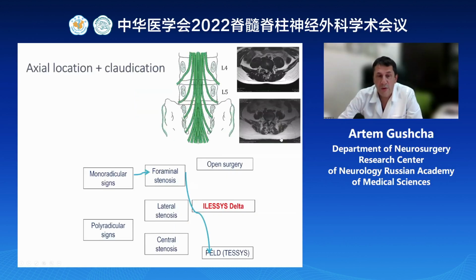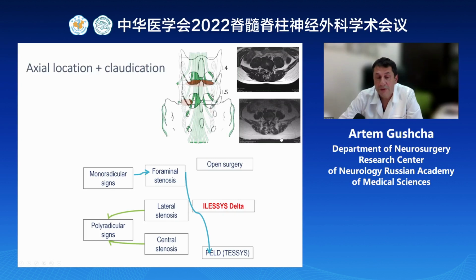Then another story is when the patient has an actually real stenotic process inside the canal, and polyradicular symptoms and sometimes claudication. And then the procedure named intralaminar endoscopic spine stenotic decompression, or IESD, is the instrumentation used for this way.